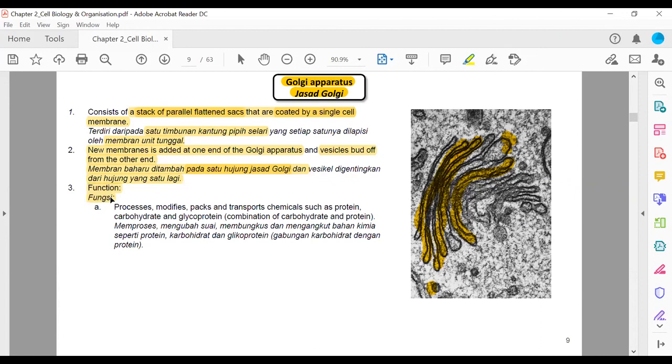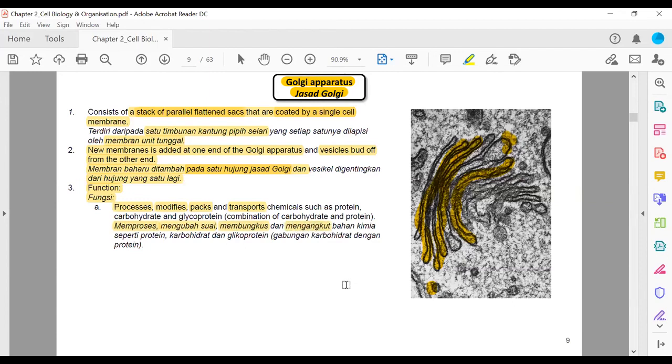Apa fungsi Golgi apparatus? Fungsinya ada 4 fungsi. Processes nombor 1, modify nombor 2, pack nombor 3 dan transport nombor 4. There are 4 functions. Apa dia? Memproses nombor 1, mengubah suai nombor 2, membungkus nombor 3 dan mengangkut nombor 4.